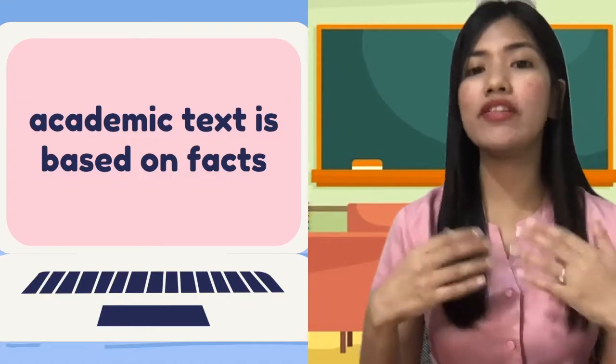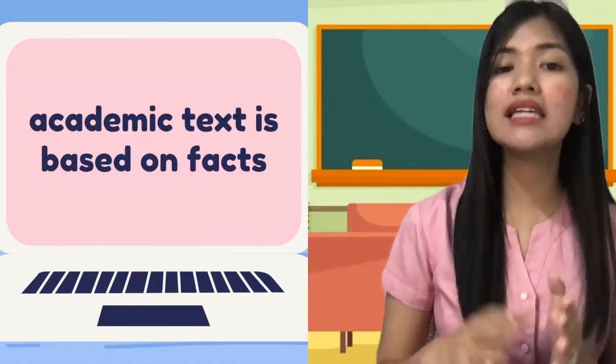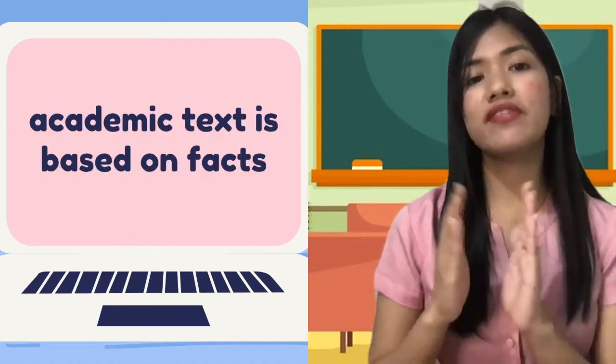So that is contraction. Now, academic text is objective. So it is based on facts. So everything that is written in an academic text has a basis. It is not from an opinion, but it is from facts.